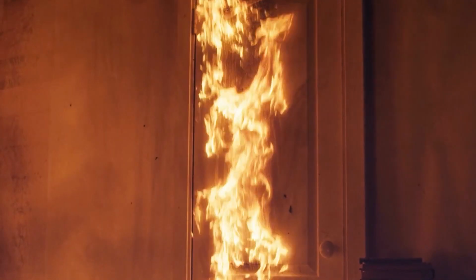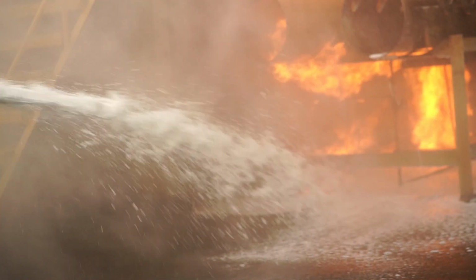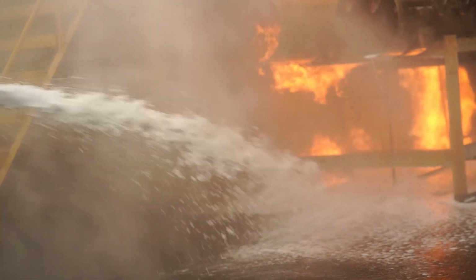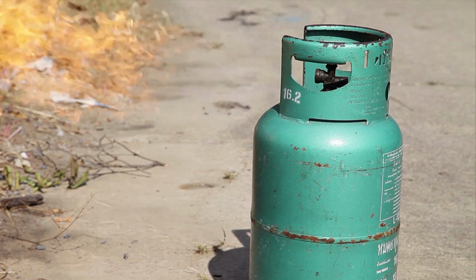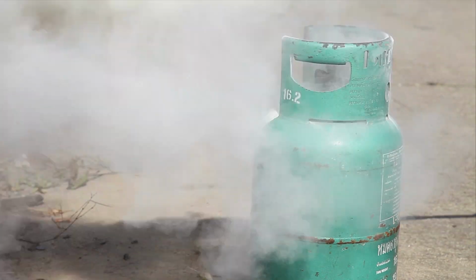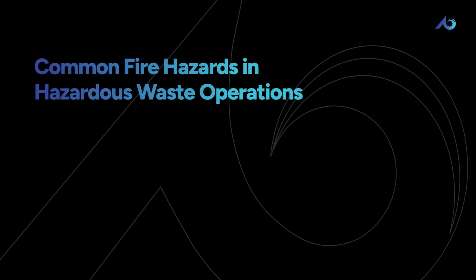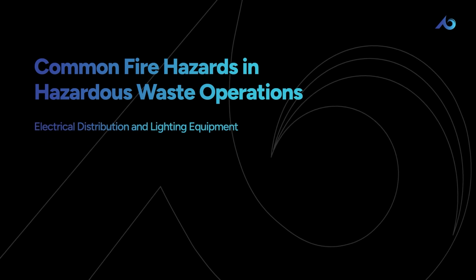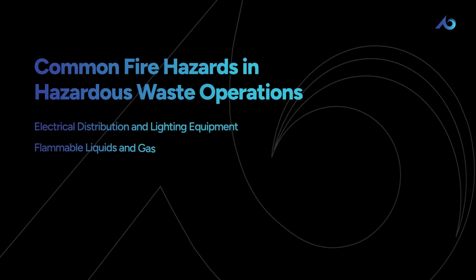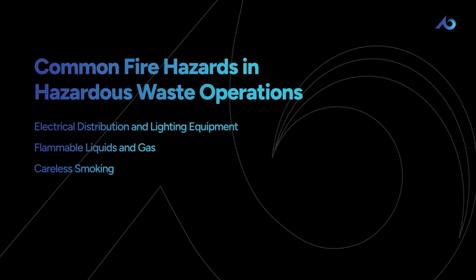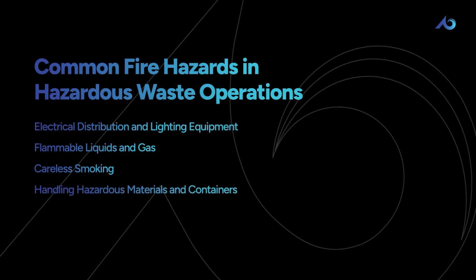Now that we understand some fire basics, let's look at the few fire hazards you might come across in a hazardous waste setting. By learning how to quickly identify and address these hazards, we can prevent a fire before it occurs. Some common fire hazards in hazardous waste operations include electrical distribution and lighting equipment, flammable liquids and gas, careless smoking, and handling hazardous waste materials in containers.